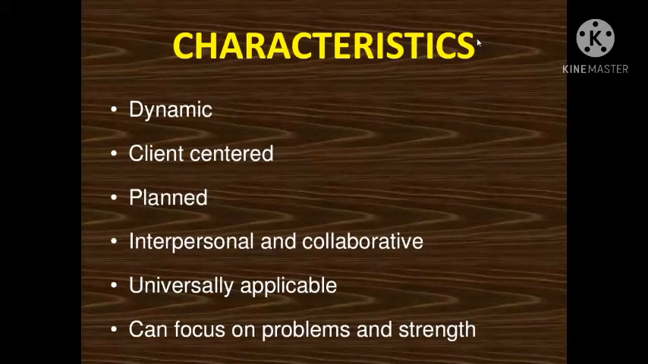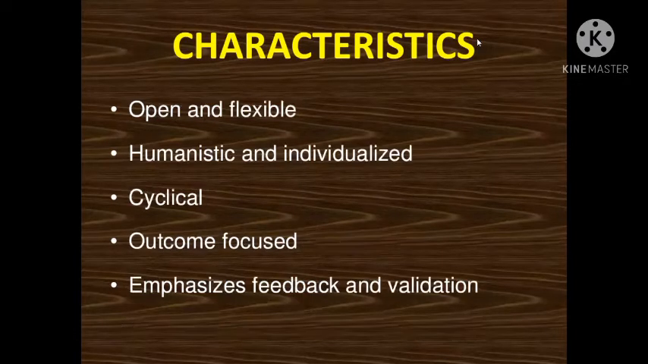the nursing process. Then what are the different characteristics? It is dynamic, client centered, planned, interpersonal and collaborative, universally applicable, and it can focus on problems and strengths. Interpersonal means within the nursing team. Collaborative means the nurses will be collaborating with other team members like doctors, radiologist, dietitian, nutritionist, physiotherapists, pharmacist, etc. And universally applicable means it can be applicable to all cases.